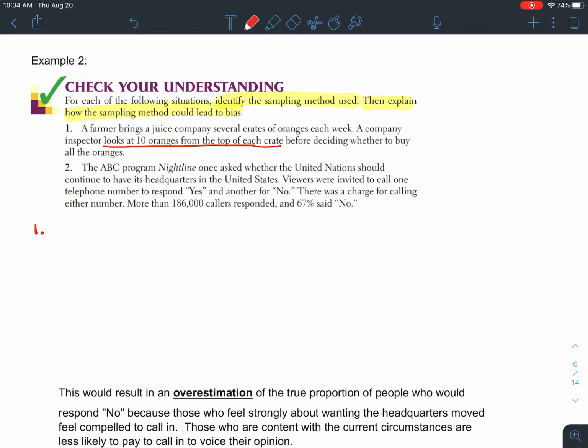Okay, so he's not actually going through and selecting 10 oranges at random from the entire crate, assigning them a number and then randomly generating 10 of them and pulling those out. He's just simply looking at the top, okay? So that's very convenient for him to do that. He's not digging down underneath. So this is certainly a convenience sample. Now, when it says here, we're supposed to explain how this could lead to bias.